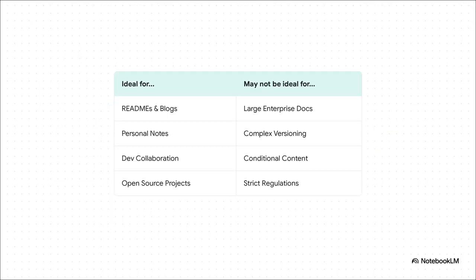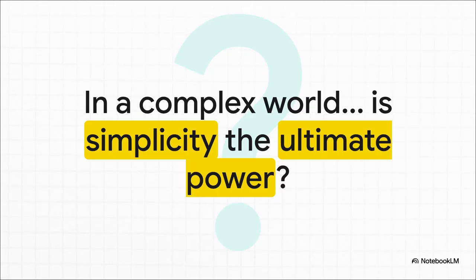So the verdict is pretty clear. Markdown is absolutely ideal for things like README files, blog posts, your own personal notes, and getting developers to collaborate. It's a rock star where speed, simplicity, and easy contributions are what matter most. But it's probably not the right tool for massive enterprise documentation that needs complex versioning, conditional content, or has to follow strict regulations. And that really leaves us with a final thought to chew on. Markdown is successful precisely because it chose simplicity over a ton of features. It solved a very common problem for millions of people by doing less, not more. And in a world that only seems to get more and more complex, maybe simplicity is the ultimate superpower after all.